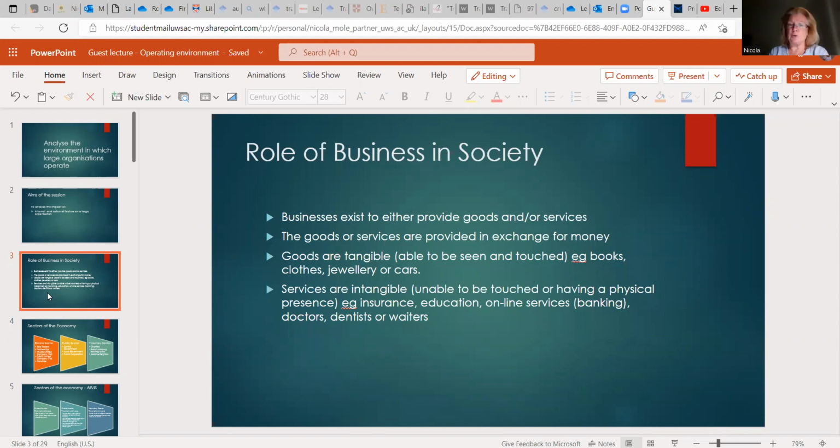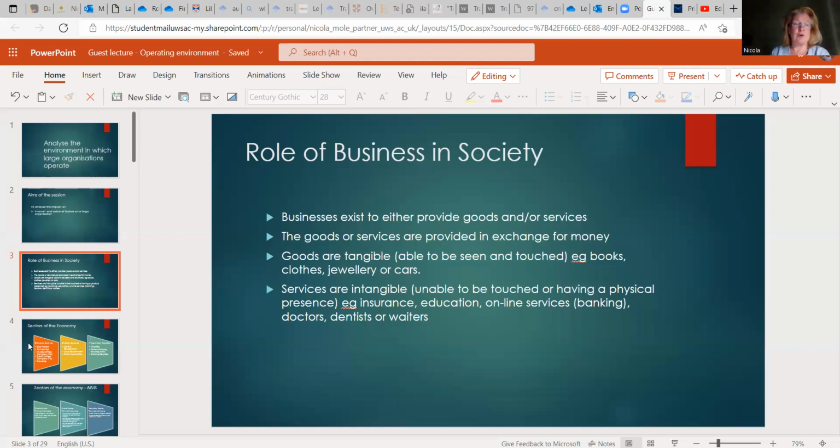When we're talking about goods, we say they are tangible, so you can actually see them and touch them. Things like books and clothes and jewellery and cars. But services, we describe them as being intangible. You can't touch them and they don't have a physical presence, all right? So that's something like insurance, education. So obviously you can see me, but you can't see the knowledge that I am giving you. Online services such as banking, for example, the work that doctors, dentists and waiters do. So that's the two key differences there.